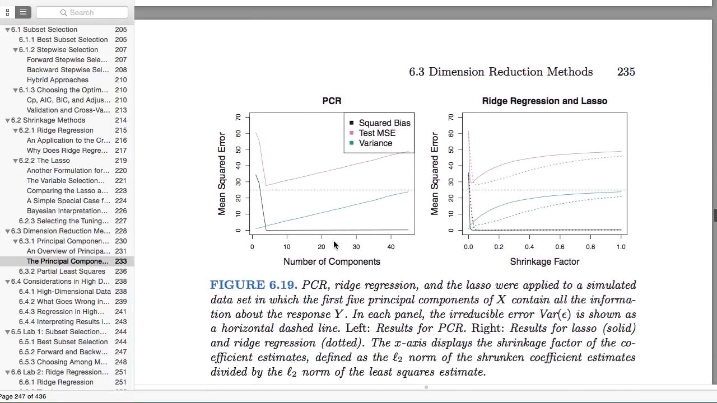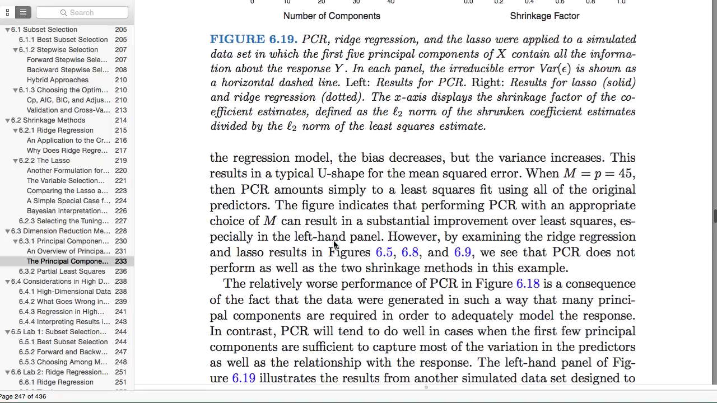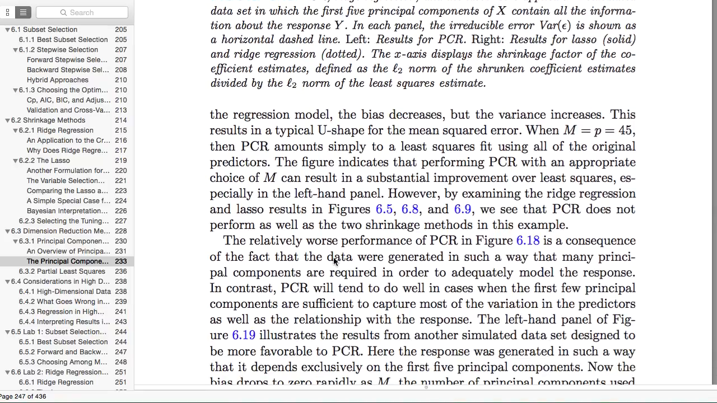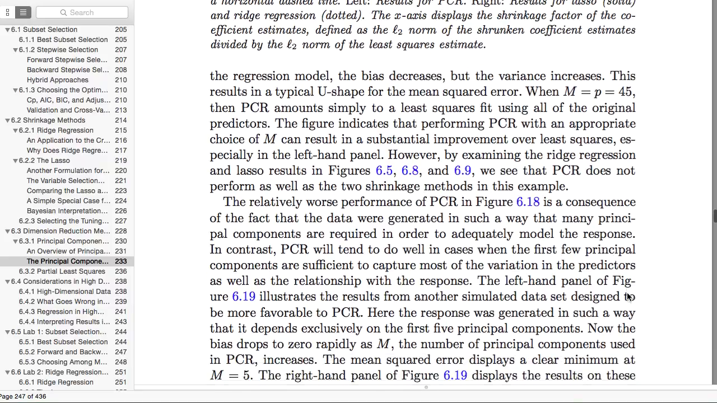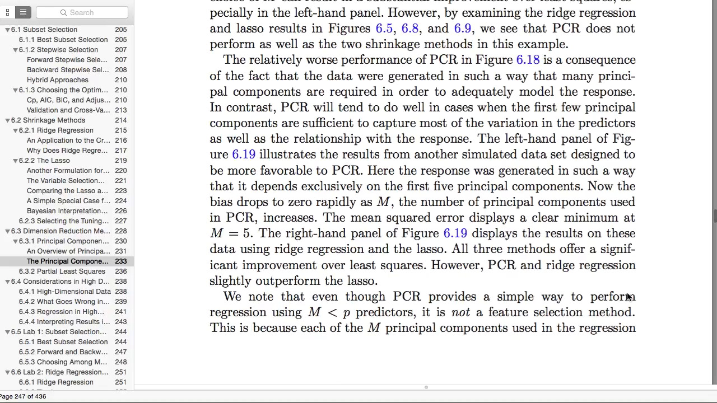It does better here, and the reason is given here. Yeah, the relatively worse performance is a consequence of the fact that the data were generated in such a way that many principal components are required in order to adequately model the response. In contrast, principal components regression will do well in cases where the first few principal components are sufficient to capture most of the variation. So then the question is, how do we figure out how many principal components to use?